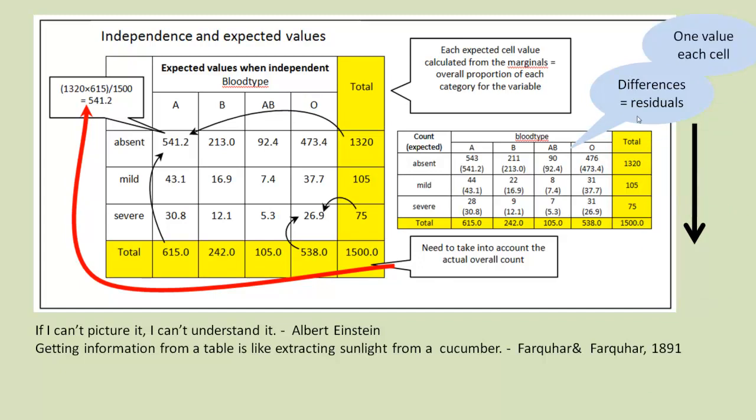The nice thing about these residuals or differences is that there's a value for each cell. This is in contrast to the chi-square statistic, which really we're just looking at usually is the cumulative value for the whole table. So we're losing a lot of information by just looking at the chi-square value, because if we look at the residuals, we actually see what's going on in the actual table, and we can see this graphically.